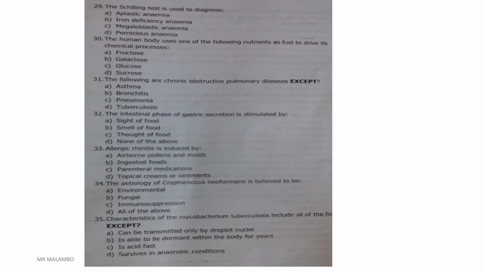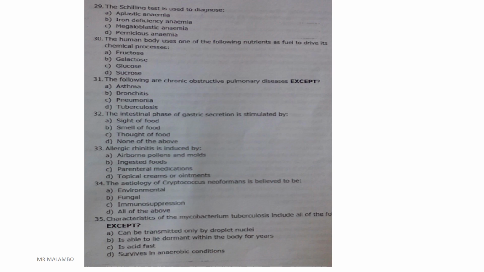Question 34 says the etiology of Cryptococcus neoformans is believed to be: A, environmental; B, fungal; C, immunosuppression; D, all of the above. So 34, the answer is B, fungal. Then 35, characteristics of Mycobacterium tuberculosis include all of the following except which one?